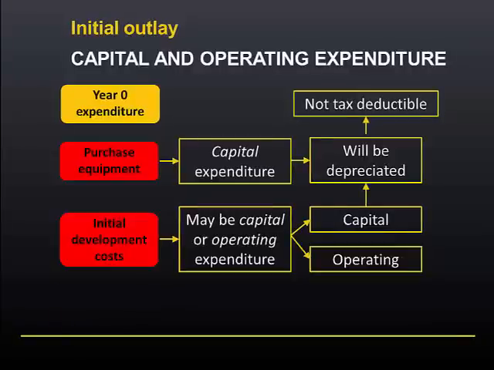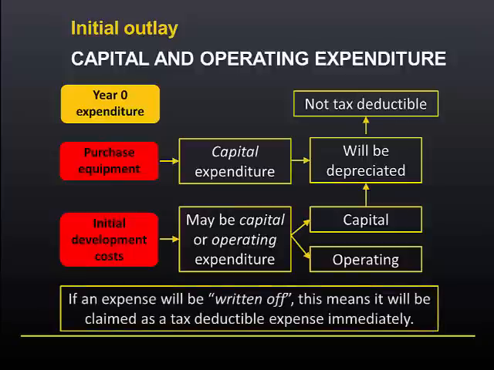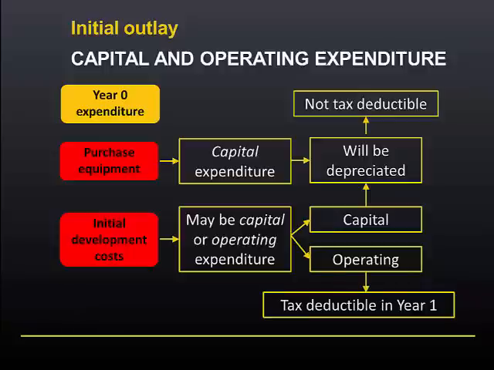Initial costs may be classed as operating expenditure rather than capital expenditure. If an expense will be written off, this means that it will be claimed as a tax deduction immediately. These costs occur at time period 0 at the beginning of the project, but if some initial expenditure is classed as operating expenditure and will be tax deductible, the soonest that can occur is in year 1.